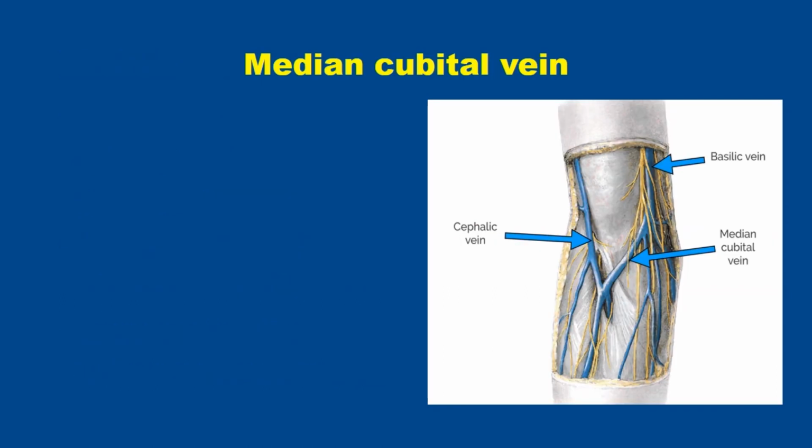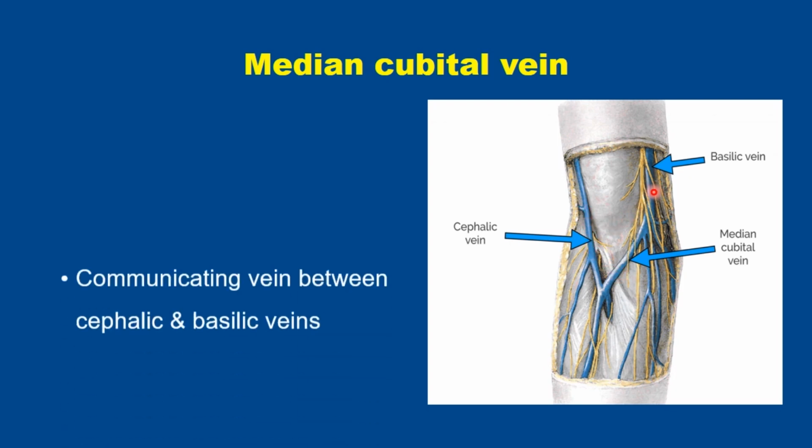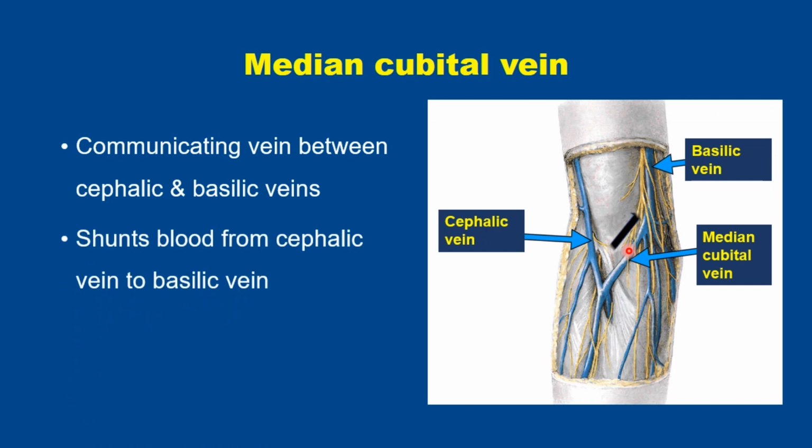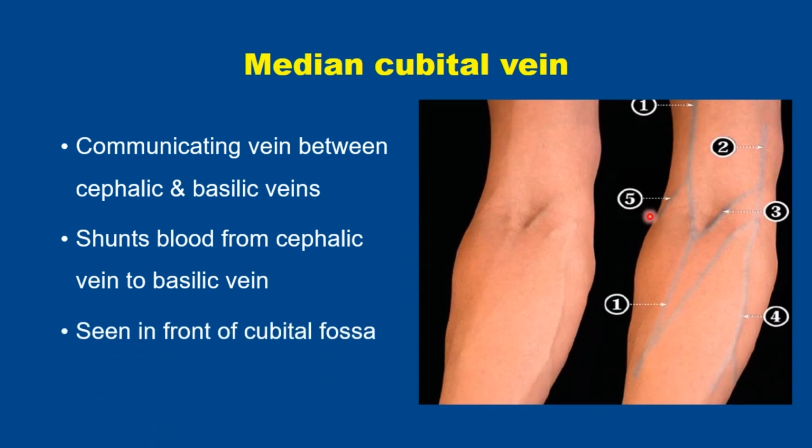Then the medial cubital vein. Here we can see this is the medial cubital vein, which lies in between the cephalic and the basilic vein. The medial cubital vein is a communicating vein between the cephalic and the basilic veins. It shunts the blood from the cephalic vein to the basilic vein. It is seen in the front of the cubital fossa.